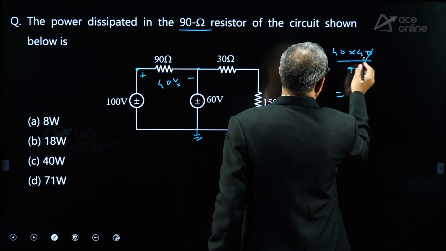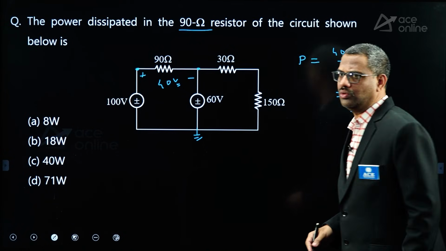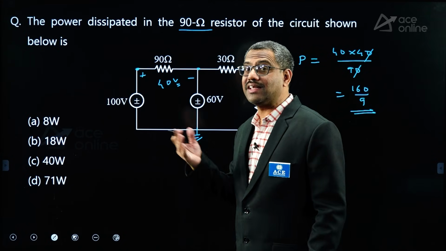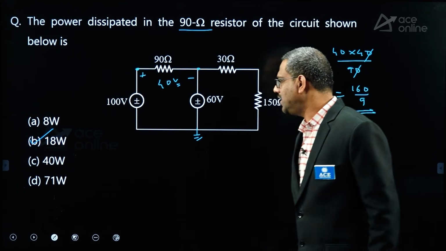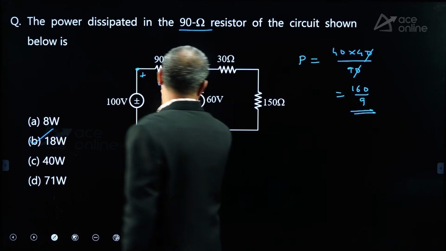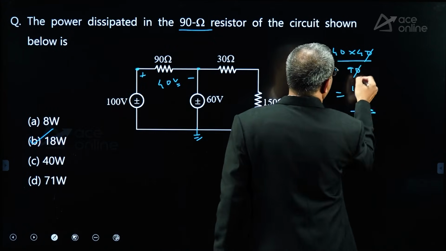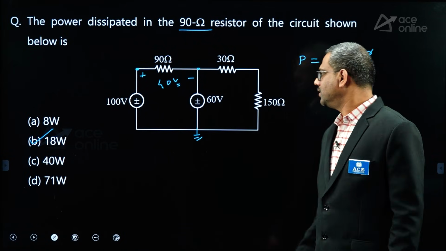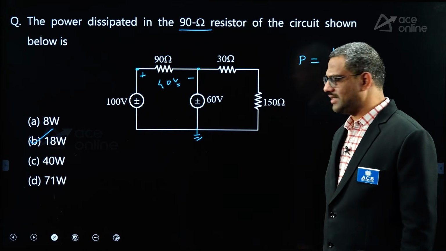That is nothing but 160 by 9. 160 by 9 is greater than 16, so nearest to that is 18. Yes or no? Because V square, that is 40 into 40 by R, V square by R. That is 160 by 9, which is 18. Then you will get 17.7 something, but nearest is that.